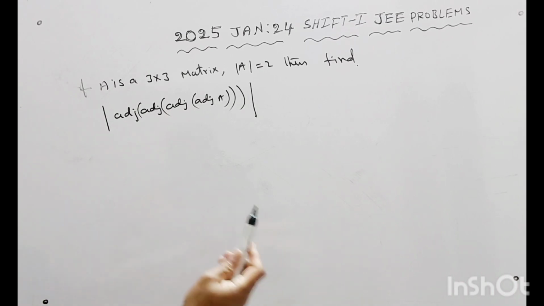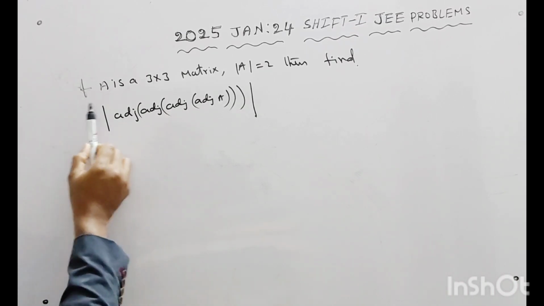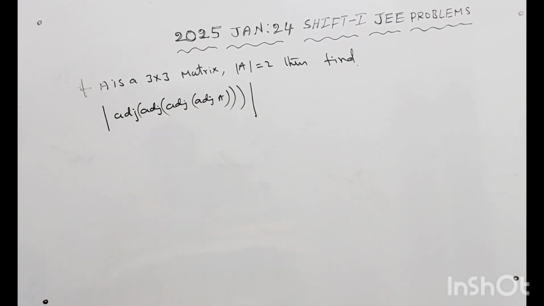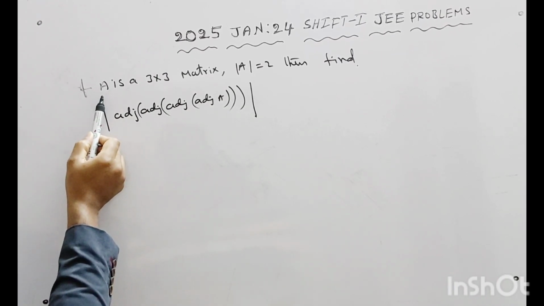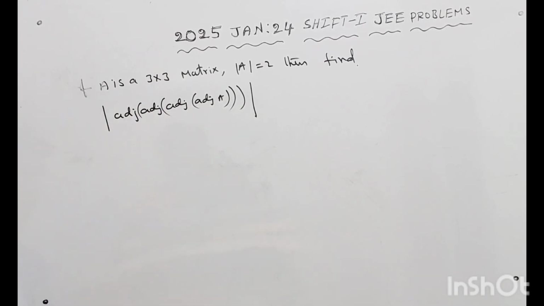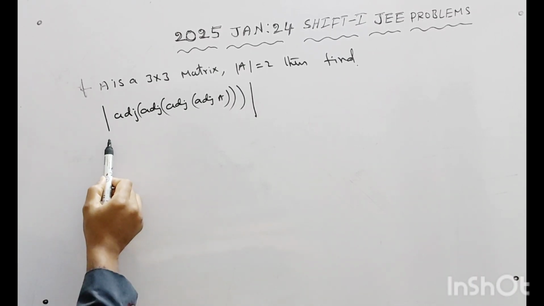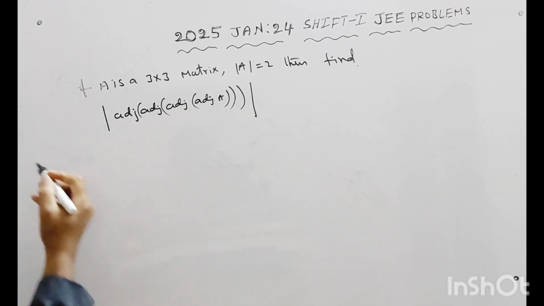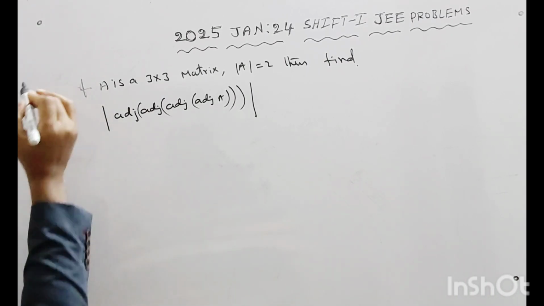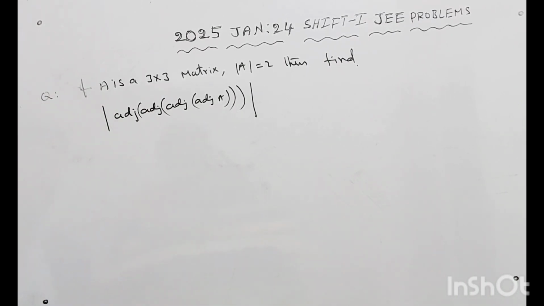See students, now you are seeing one of the problems on the board. The given matrix capital A is a 3 by 3 matrix and the determinant value is 2. It is asking what is the value of the determinant of adjoint of A. This is the question they asked in the 24th Jan morning shift.